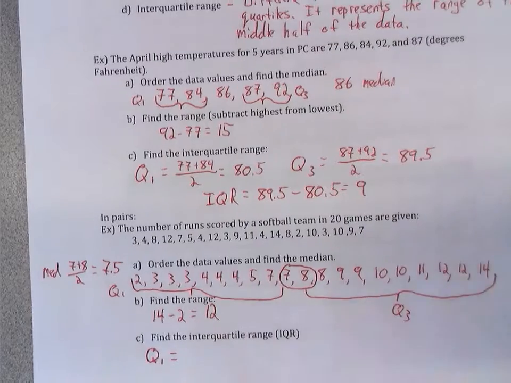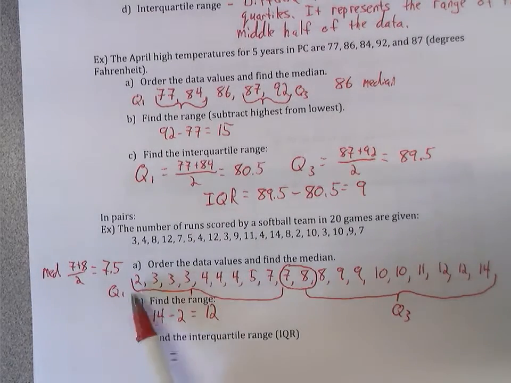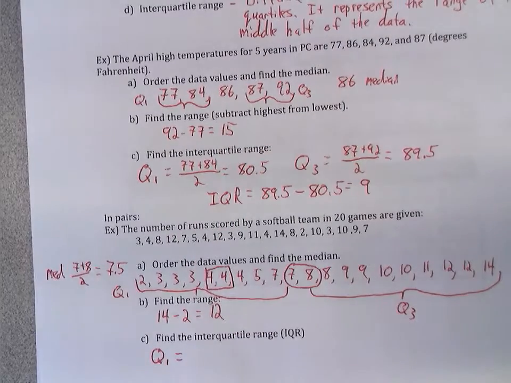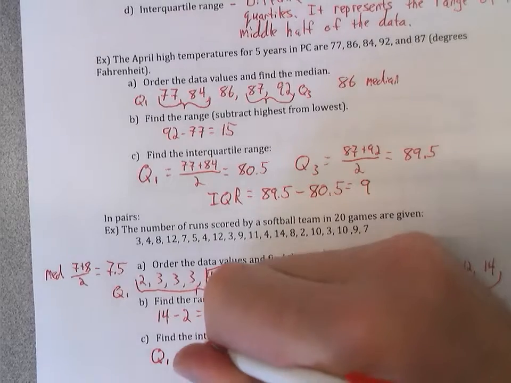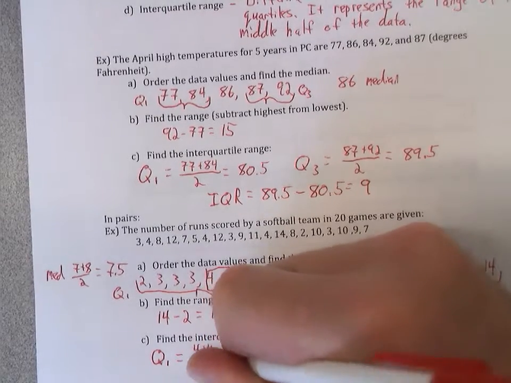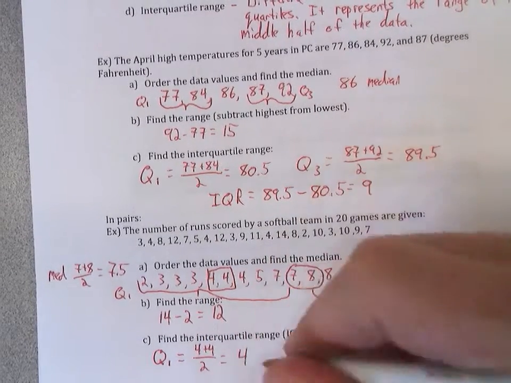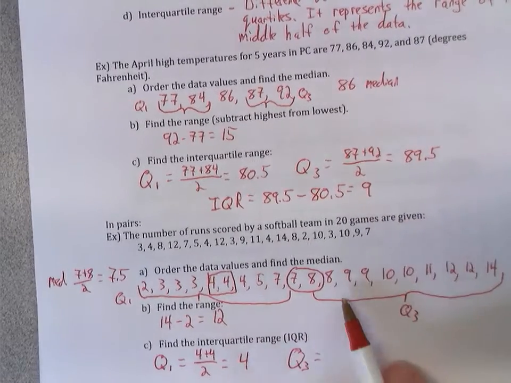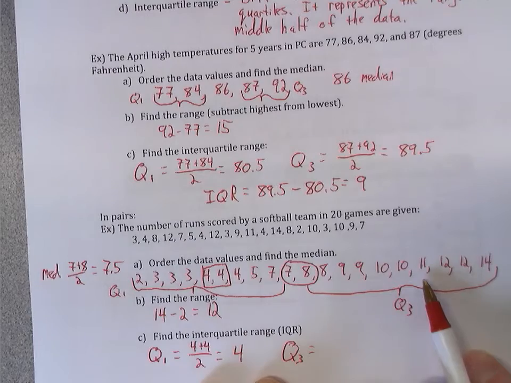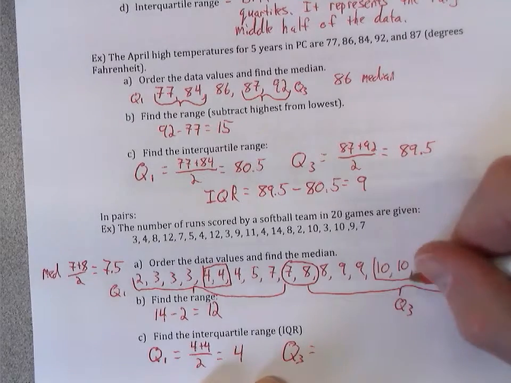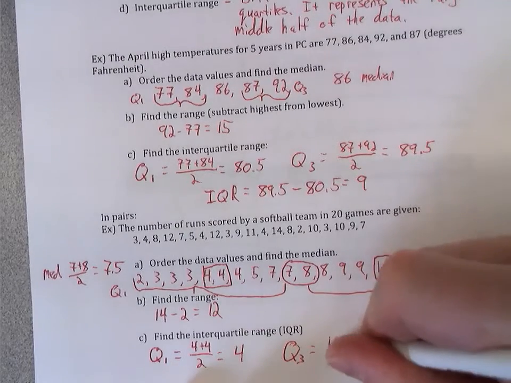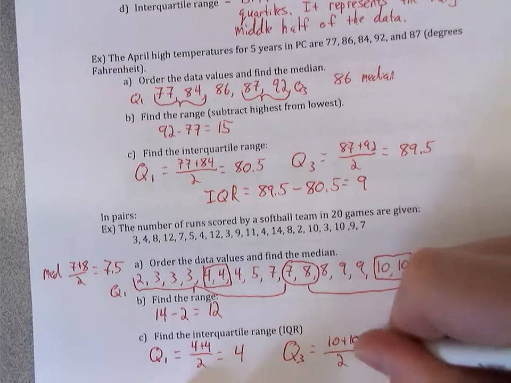This is quartile 3. Now if I look at these values for quartile 1, here are the middle, 4 and 4. So quartile 1 is 4 plus 4 divided by 2, which is 4. For quartile 3, I'm looking at these values over here, and the middle is right there, 10 and 10. So 10 plus 10 divided by 2 is 10.